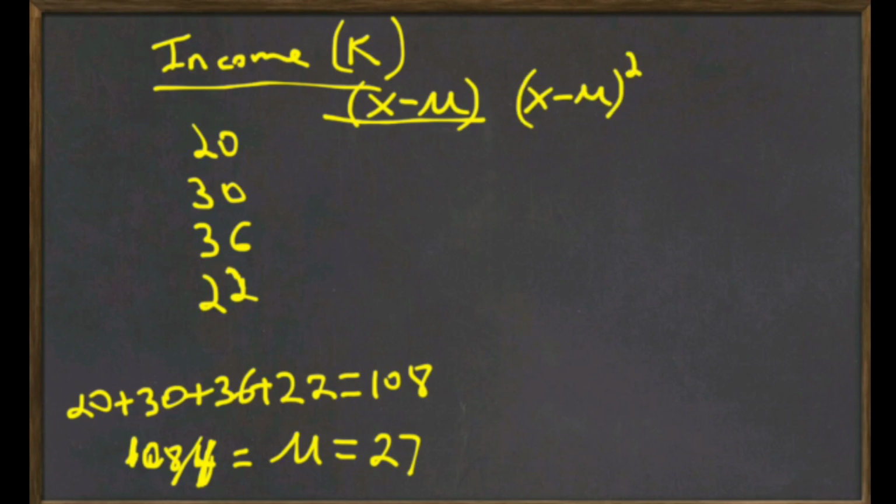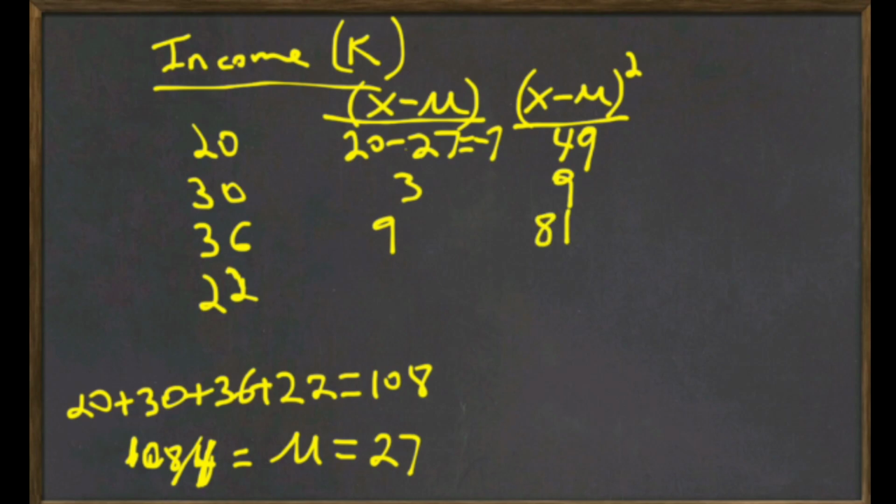And so now we simply walk through, and as you get more familiar with this, you can kind of smush these two processes together, or two columns together. But here we have 20 minus 27. So that's -7, and that's going to be 49. And this is going to be +3, so 9, positive 9, which is 81, and negative 5, which is 25.